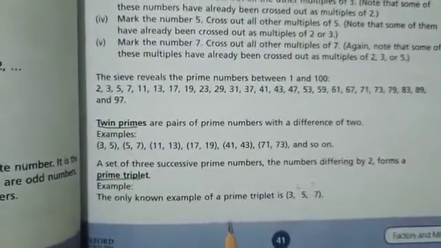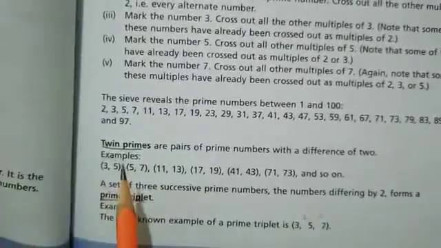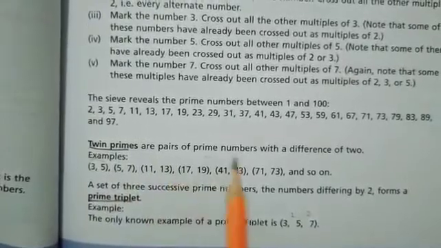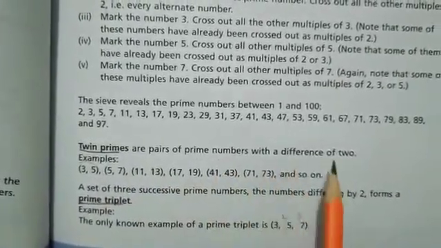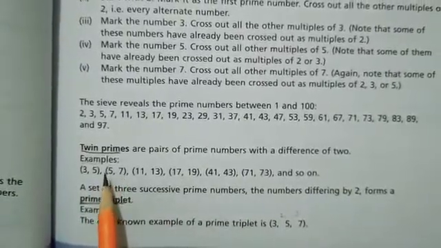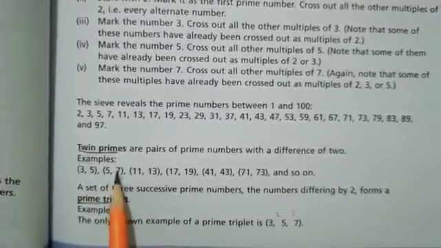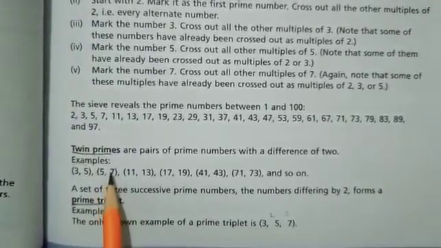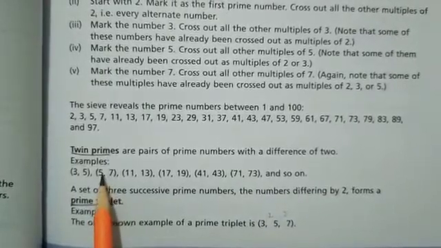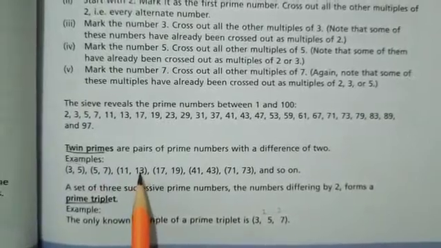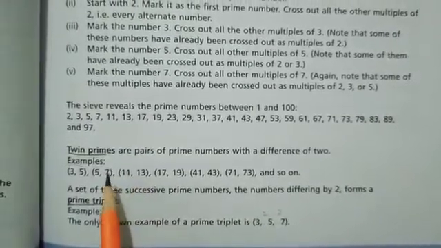In page number 41, this is an important point from exercise 3B. Twin primes are pairs of prime numbers with a difference of 2. Example 3, 5, 5, 7. It is a twin prime, and if we find the difference by subtracting these values, we get the answer 2. 7 subtract 5, answer is 2. 11, 13, we subtract, answer is 2. This is a twin prime.